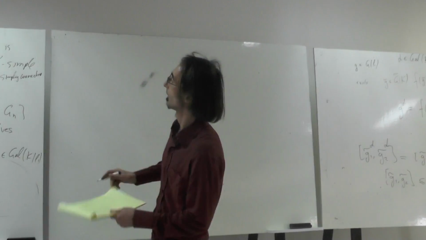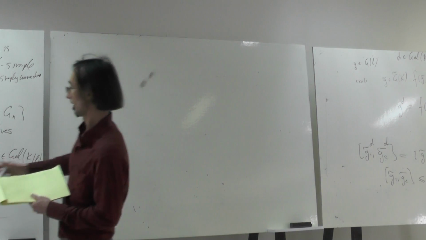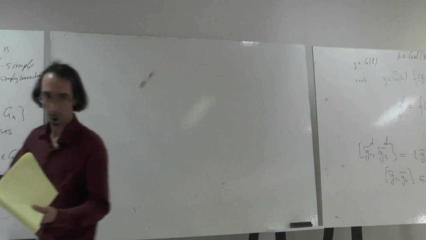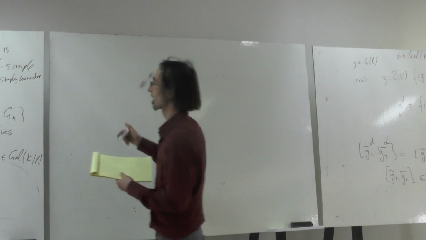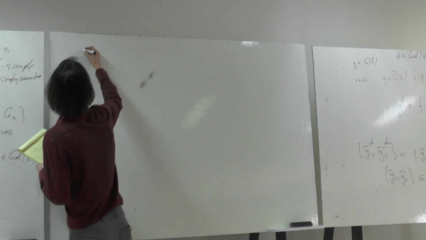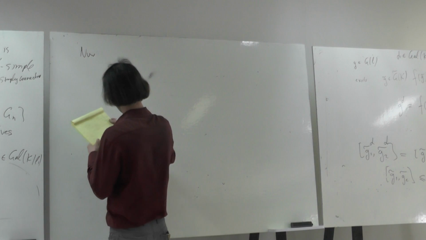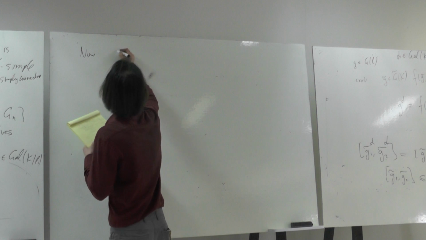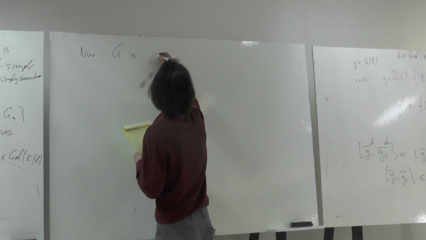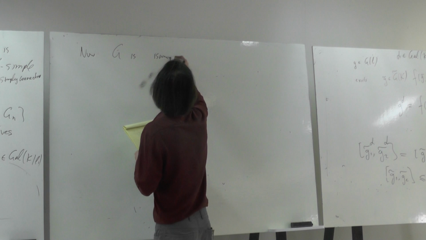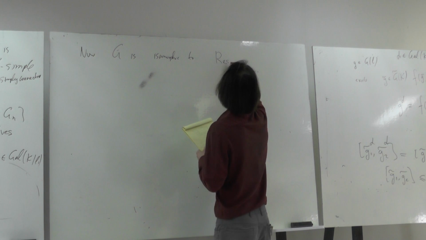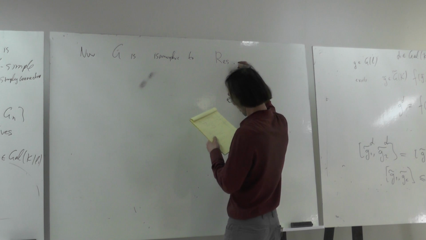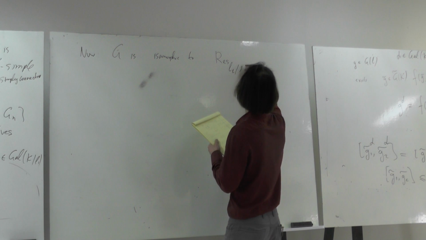And then this should remind you of something. It reminds you of restriction of scalars, I hope. It turns out that now G is isomorphic to the restriction of scalars of L.